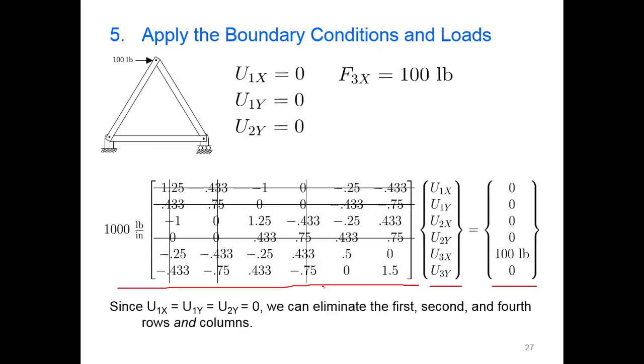We also have our load of 100 pounds. And the 100 pounds is acting in the global x direction, right? Globally in the x direction at node 3. So that's why we apply 100 pounds right here. And that's why we needed the global form. We couldn't have done this in the local form because it's not being applied in this direction.